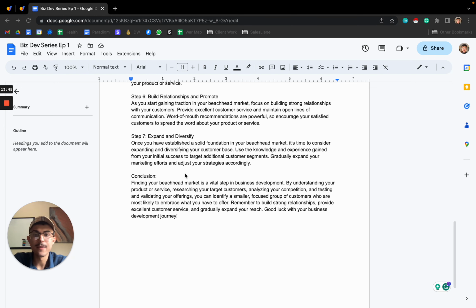Last, step 7, expand and diversify. Once you identify your beachhead market, once you're in that market, once you've sort of taken over that market, now it's time to expand. Now it's time for you to get outside of that beachhead market and go into many different markets that are similar to that beachhead market in terms of attributes, but still different enough that they're not the same in terms of subsets and groups and niches.